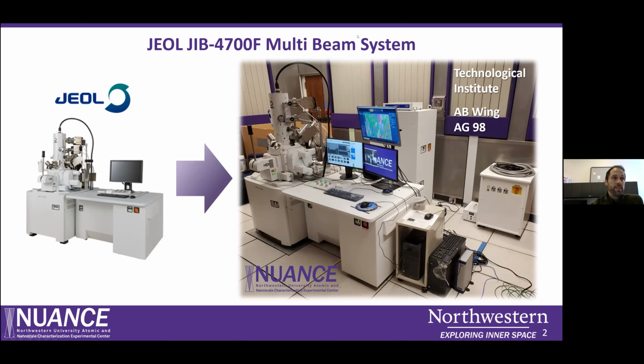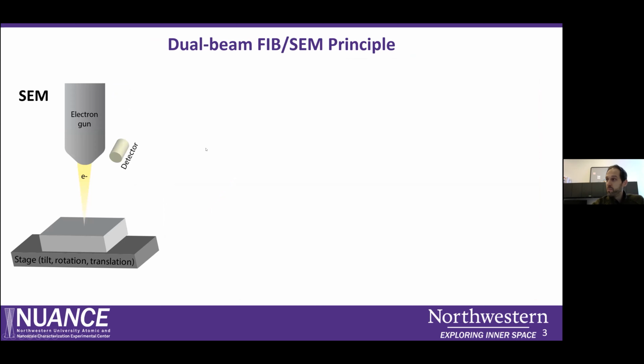And so the multi-beam system basically has two types of beams. It has an electron beam and an ion beam. And with that, you can do some very cool things. So I'll show you in detail some more capabilities of this 4700. But before I do that, I'd like to first talk to you a bit about a small amount of theory.